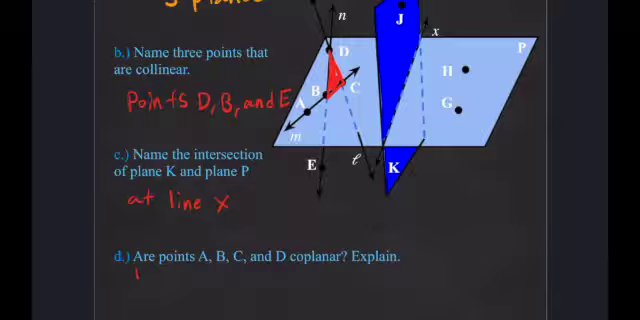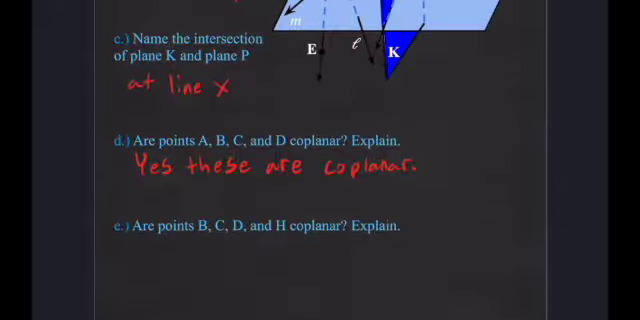So we can say yes, these are coplanar. Our explanation: A is on one of the lines that is part of the plane. Okay? And this is our last question. Are points B, C, D, and H coplanar?